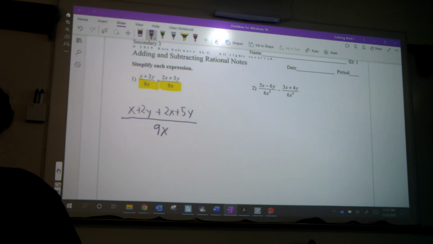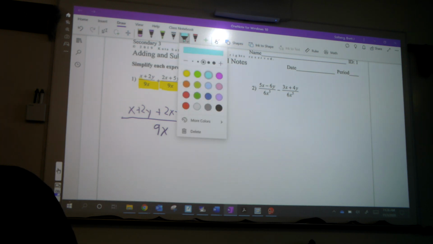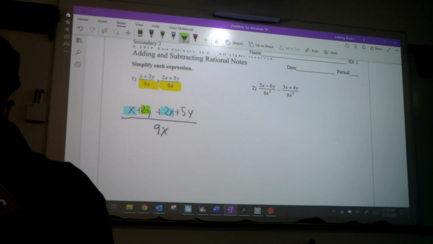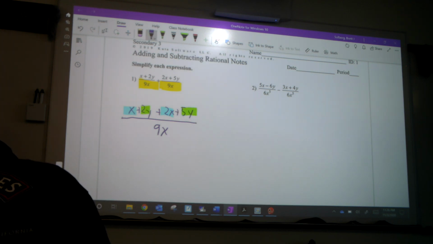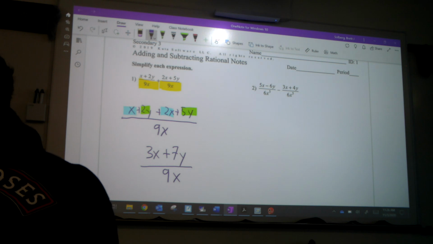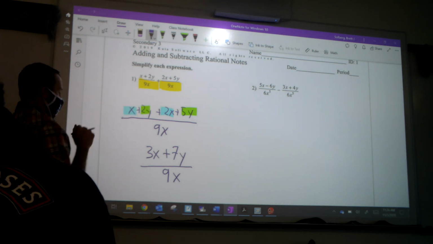Now in the numerator, we're just going to combine like terms. So Melissa, what could I combine in the numerator? What would be considered like terms? The 2x and the x and the 2y and 5y. Awesome. So let's do that. x plus 2x, that's 3x. 2y plus 5y, that's 7y. And then that's over 9x. Are you guys okay with that? We had a common denominator, add the numerators.